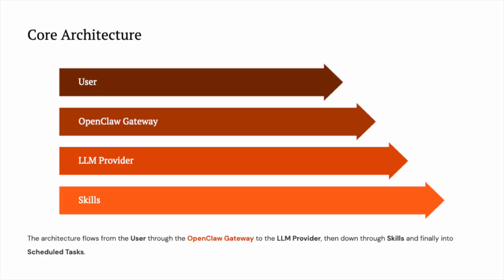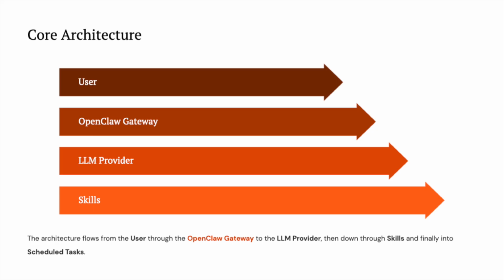Now, the core architecture. The user is sitting on top. Then there is the OpenClaw gateway itself, then the LLM provider, and the base is its skills. That is the OpenClaw core architecture. The architecture flows from the user through the OpenClaw gateway. We are going to see it practically, but this is the architecture of the system.